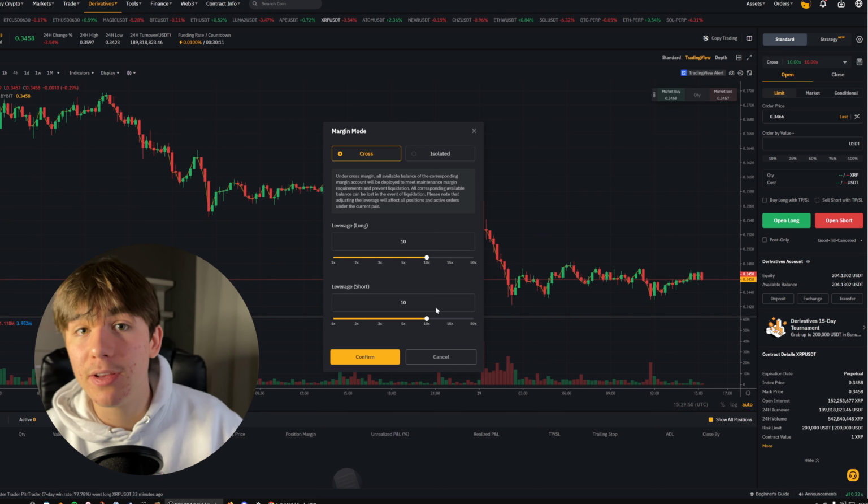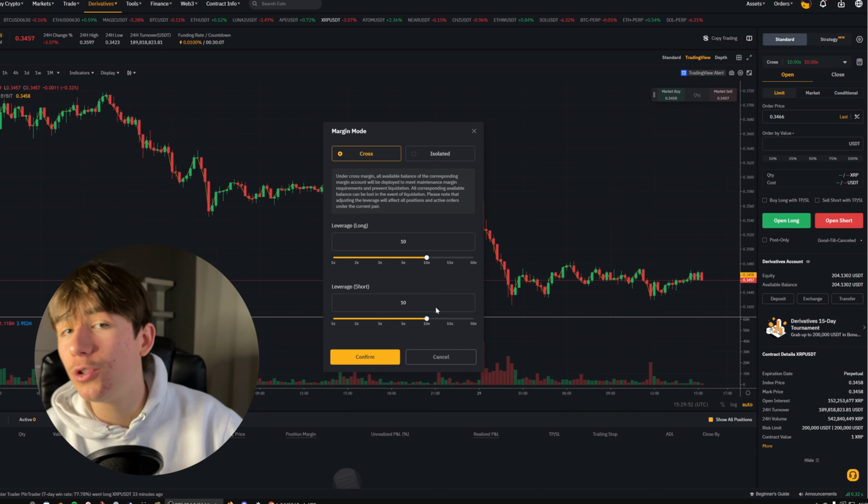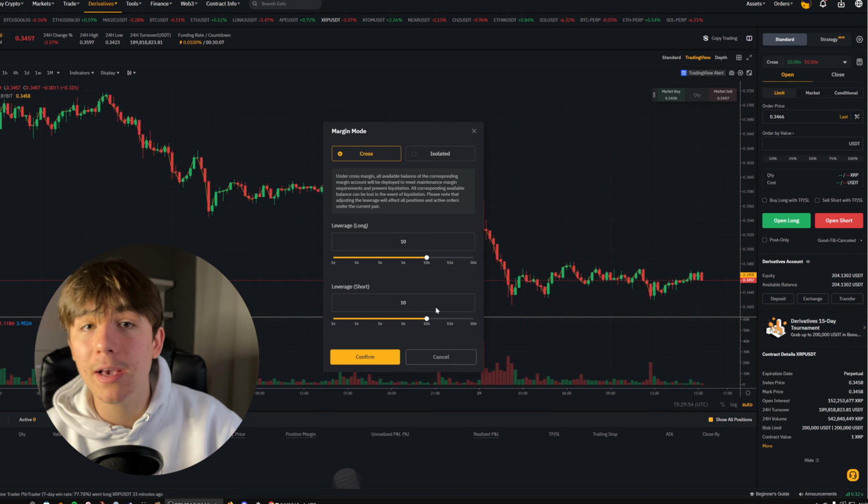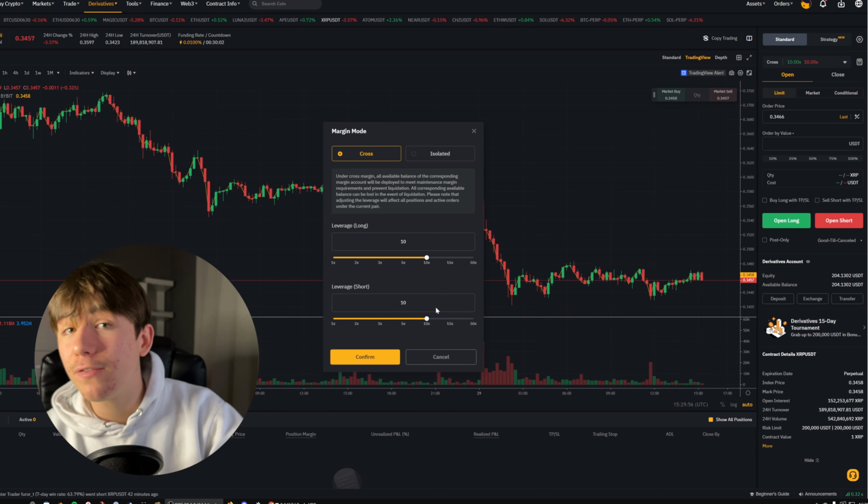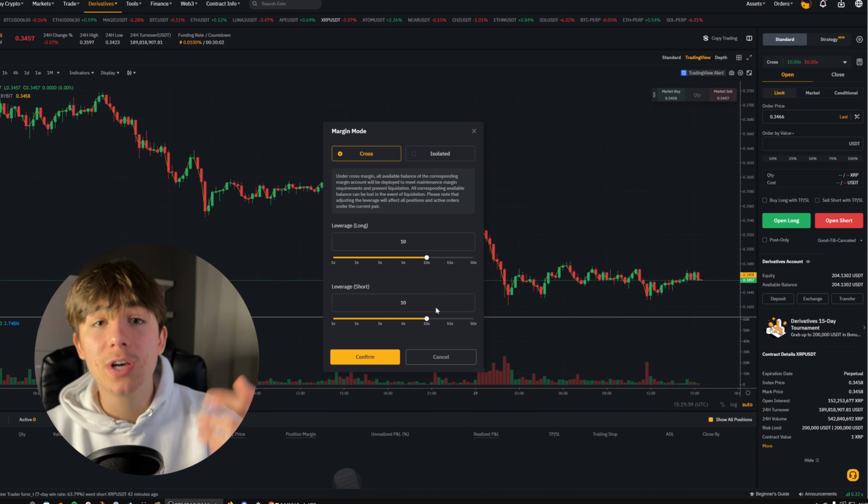That's the really big difference with spot trading and margin or futures trading. With spot trading, you can only make money when the price goes up, but with leverage, with margin futures trading, you can make money from price going down, which is amazing.